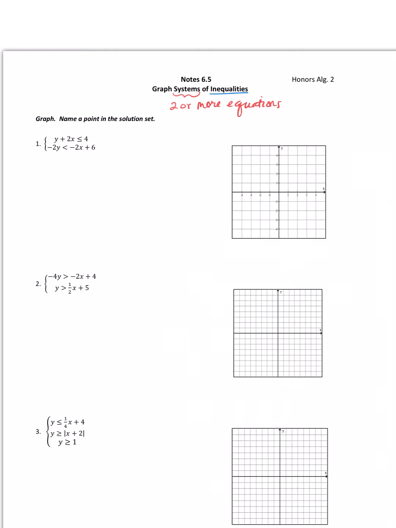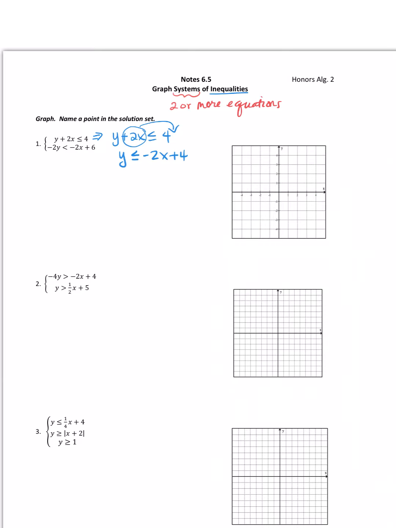Okay, so look at our first set here. It says y plus 2x is less than or equal to 4. So we want these to be in slope-intercept form, so they're easier to graph. So let's move this over and make this work for us. We're going to move that 2x over here, so y is by itself. So I'm going to have y is less than or equal to negative 2x plus 4. That one's easy enough to graph.